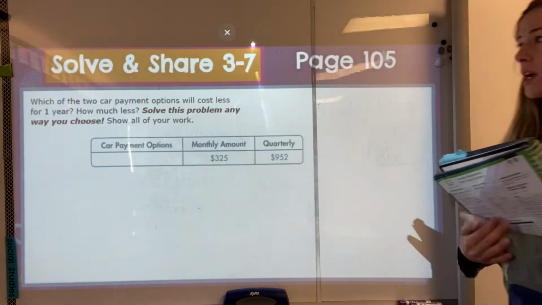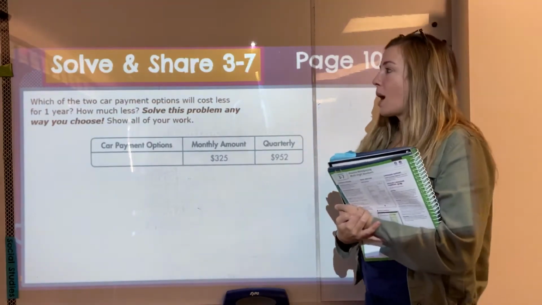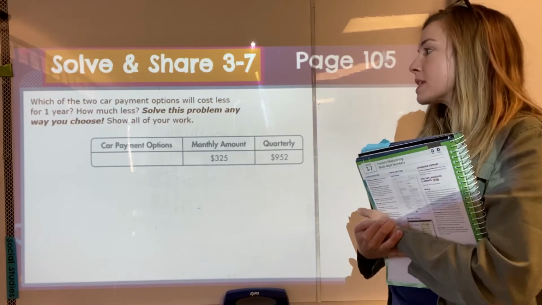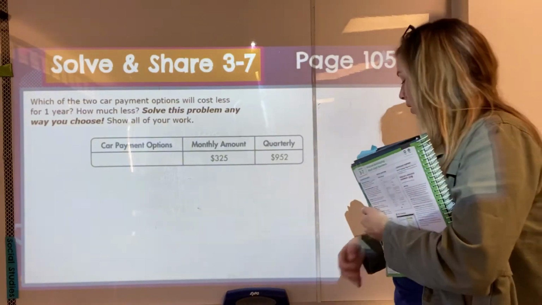Okay, here's our solve and share. Which of the two car payment options will cost less for 1 year? How much less? Solve this problem any way you choose. Show all of your work.